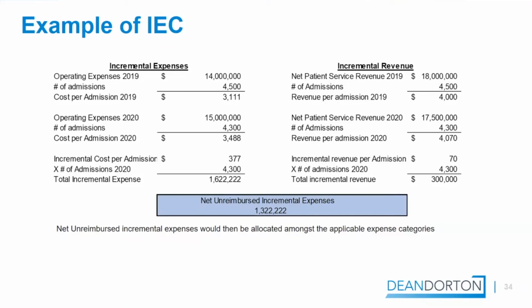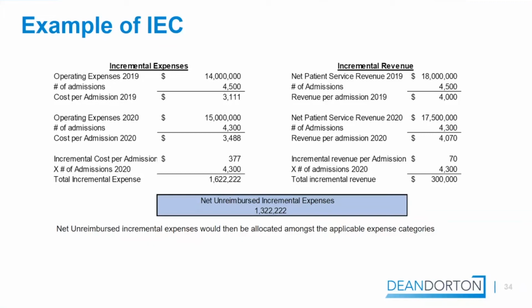You may be saying, well, that's more than our total operating expense increase. You're right, because if you were operating your business as an efficient hospital, you likely would have had cost reductions because you had admission and patient volume reductions, but you actually had to spend more to see fewer patients. And so in this example, we're saying you get credit for $1.6 million of incremental expenses.